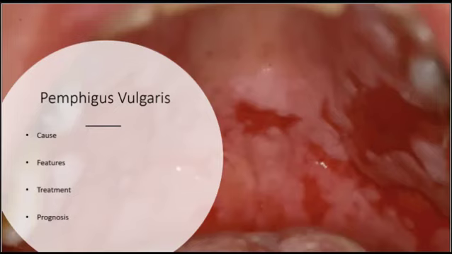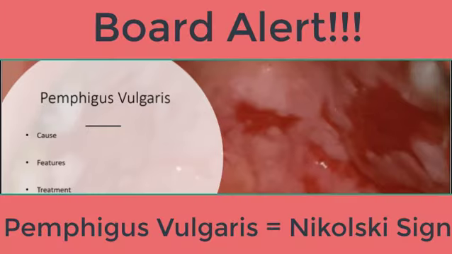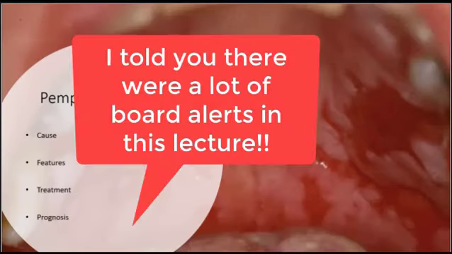Pemphigus vulgaris. Pemphigus vulgaris is a severe progressive autoimmune disease that affects the skin and the mucous membranes. It's going to appear with shallow ulcers, vesicles, and bulla. Here is another board alert. Pemphigus vulgaris has a characteristic sign called Nikolsky's sign. Nikolsky's sign is a sign where if you were to take your finger and rub that gingiva, then the layer that you have rubbed will slough off, will just come right off.